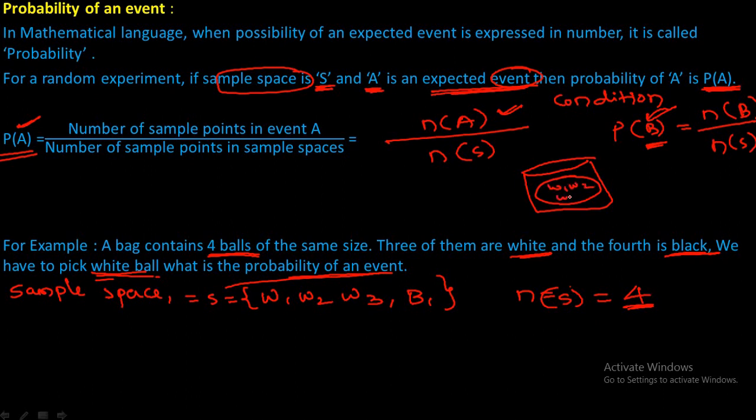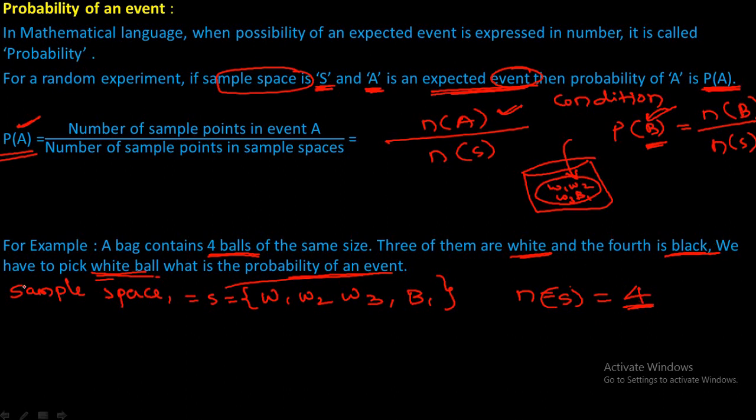W1, W2, W3 and B1. That is nothing but the black ball. So, four balls are there. What is the possibility of picking one ball? You have to pick any one ball here. Possibilities are four, but you have to pick any one ball. So you can pick W1, W2, W3, or B1. So N of S, these are the possibilities, that is four.